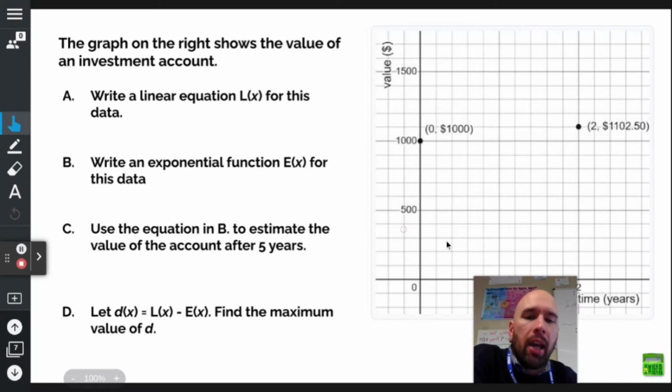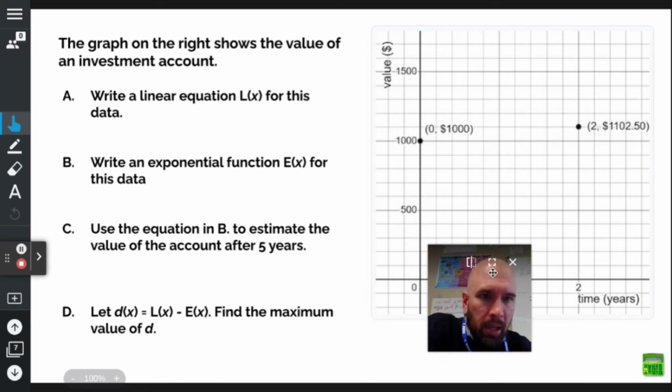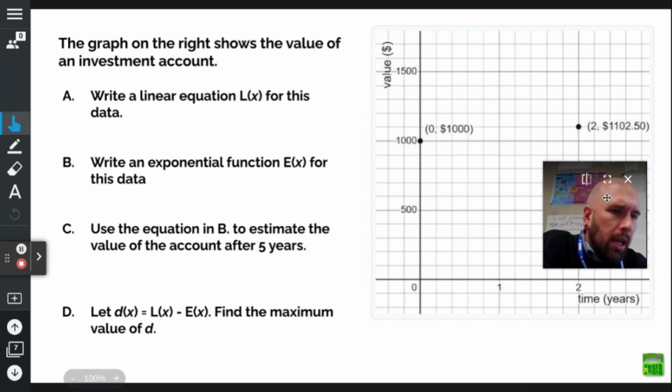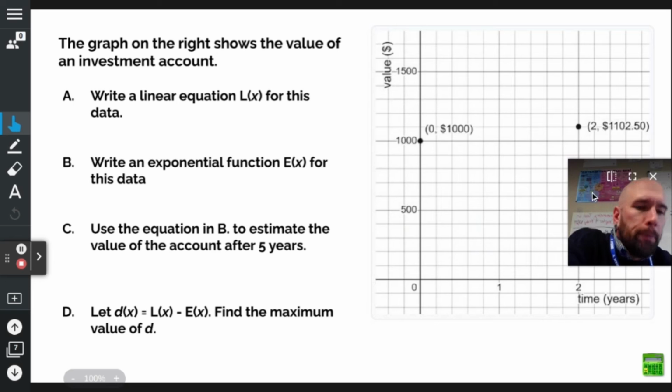We're finally at the calculator problems. Where can I move my head so that it's not in the way? How about you? How about right there? Let's do it. All right.